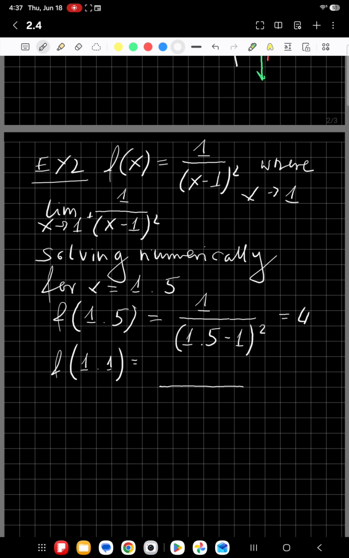Okay, so we have 1, and in the denominator I have 1.1 minus 1 squared. So I have 0.1 squared. Let me do it here on the calculator. So 0.1 squared, and now the reciprocal of that. Okay, so that's 100. So I hope you guys know already what's happening.